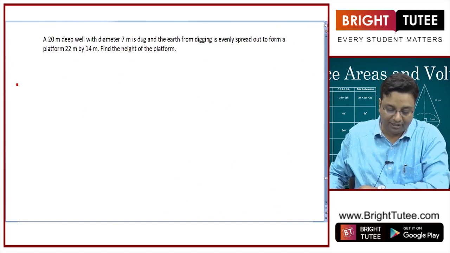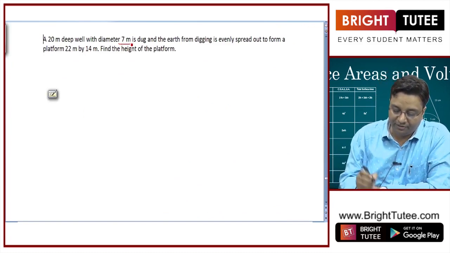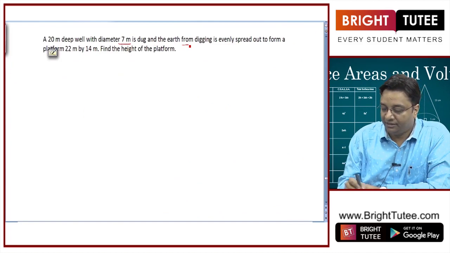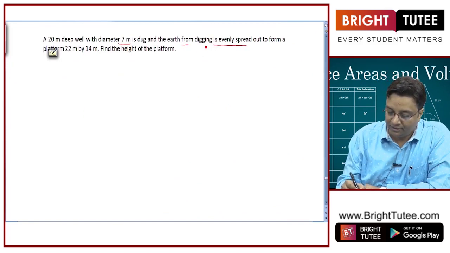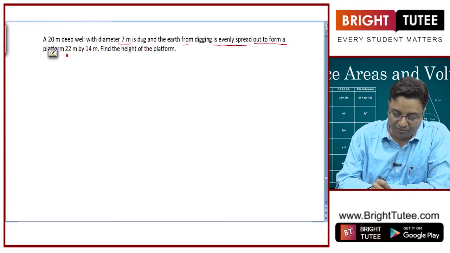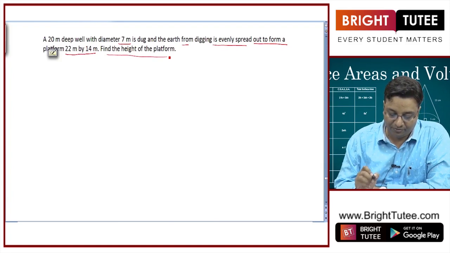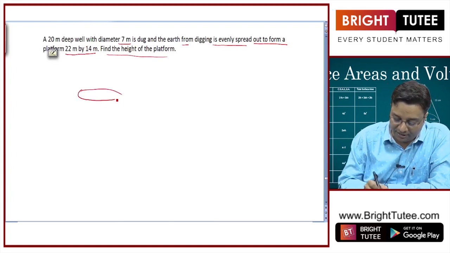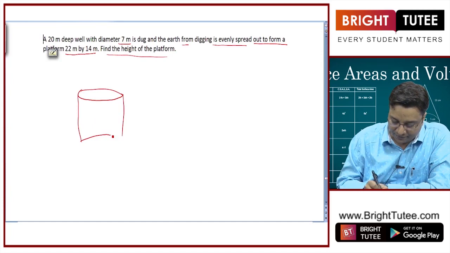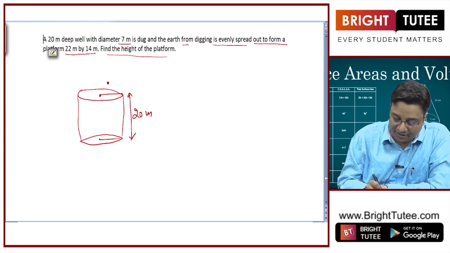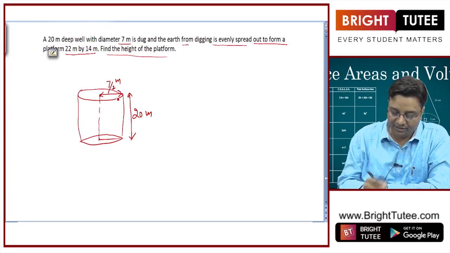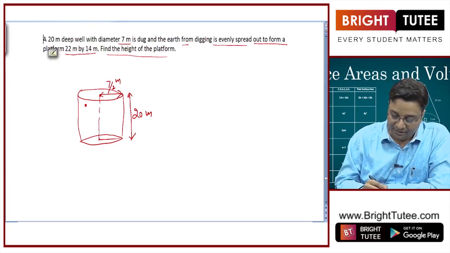Okay, there is a 20-meter deep well with diameter 7 meter and the earth from digging is evenly spread out to form a platform 22 meter by 14 meter. Find the height of the platform. So the well is in the cylindrical shape, right? And this well is 20 meter deep and its diameter is 7 meter, so its radius is 7 by 2 meter, right? So its radius is 7 by 2 meter and it is dug.